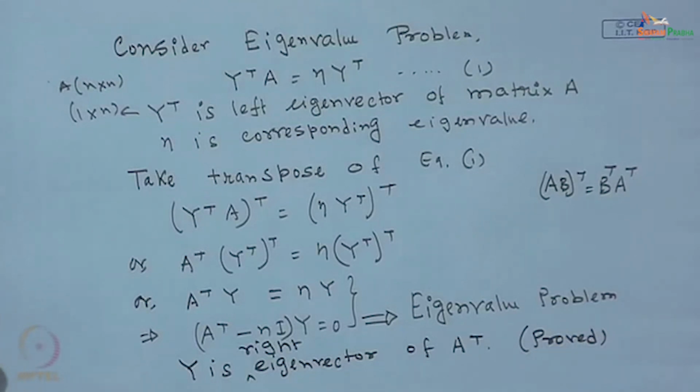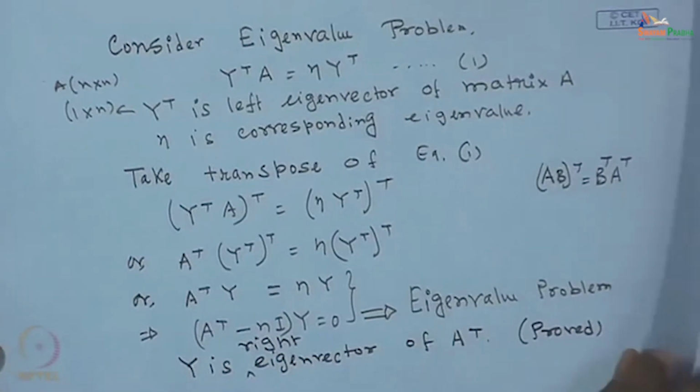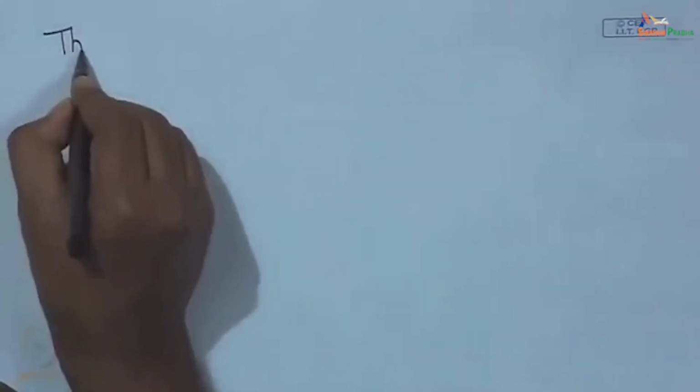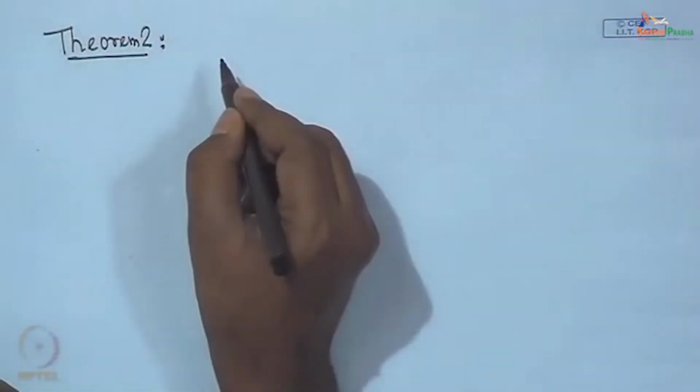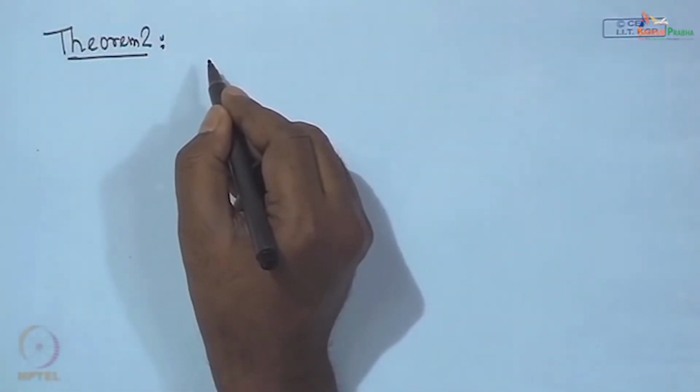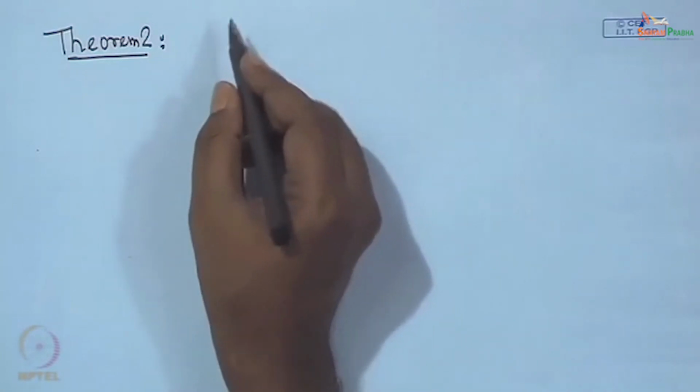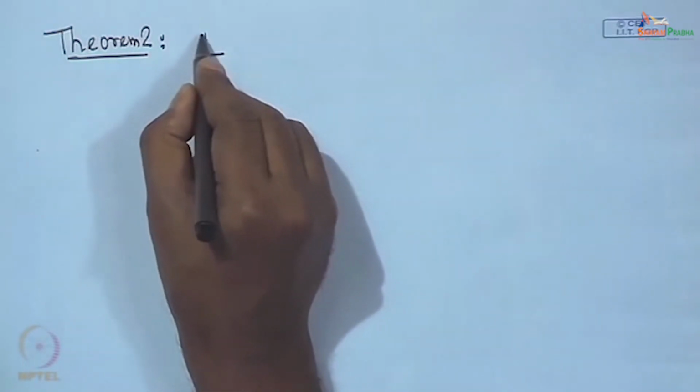Okay. So, we have proved that the left eigenvector of a matrix is nothing but the right eigenvector of the transpose matrix. So, we have proved our first theorem, then we go to the next theorem. This theorem says that the eigenvalues of a real matrix are identical to those of the transpose matrix.